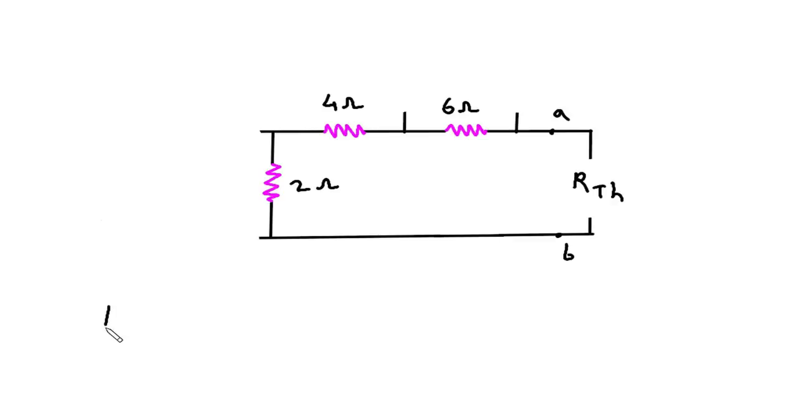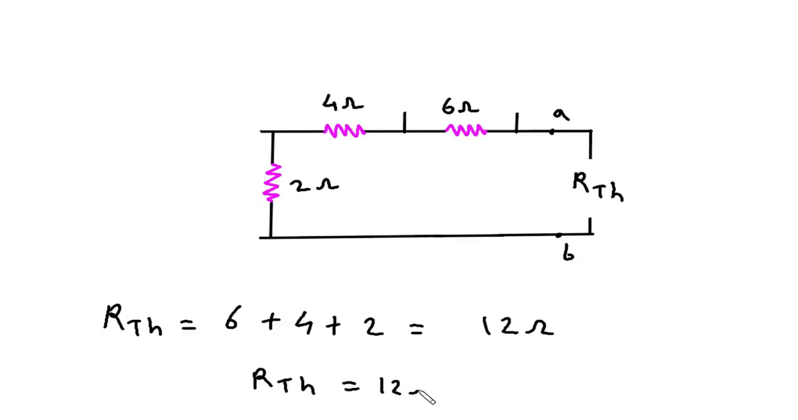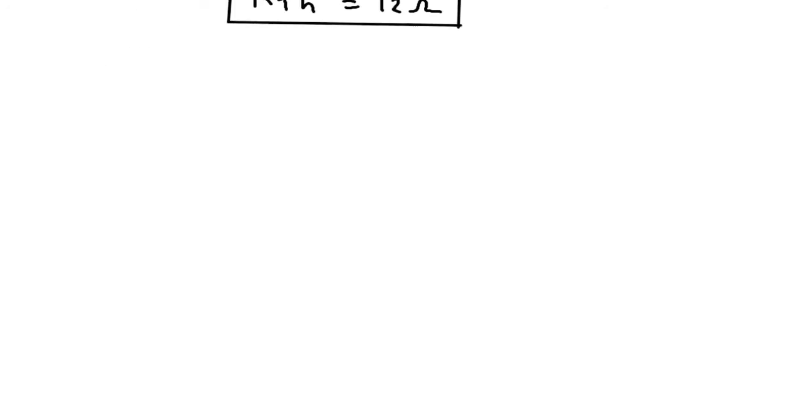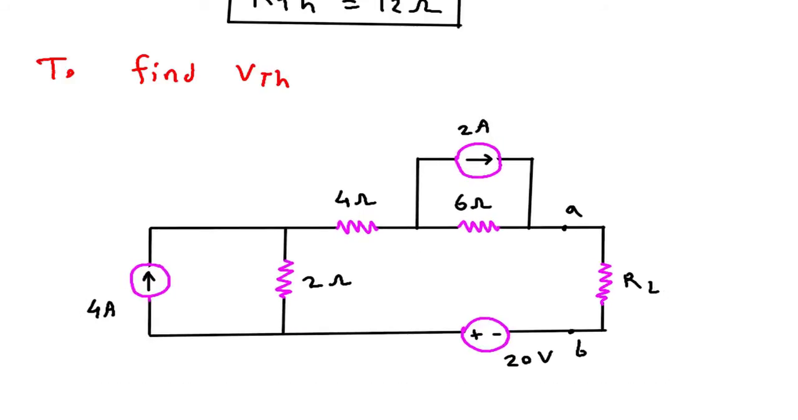Now RTH is equal to 6 plus 4 plus 2, so this is equal to 12. So 12 ohm is the value of RTH. Next we have to find VTH. So to find VTH, here this will be our VTH between terminal A and B. This will be VTH. This will be positive and this will be negative.